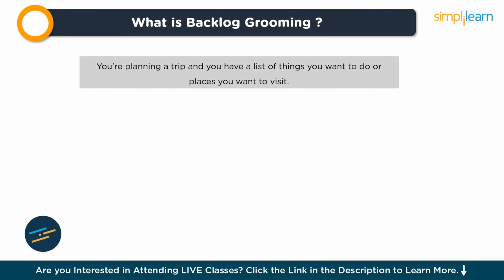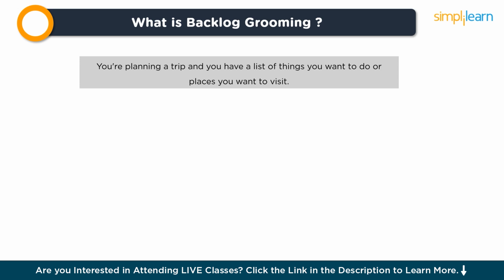Let's understand what Backlog Grooming is. Backlog Grooming is a term commonly used in Agile software development. Imagine you're planning a trip and you have a list of things you want to do or places you want to visit. Your list might include things like booking flights, reserving accommodations, and planning activities.